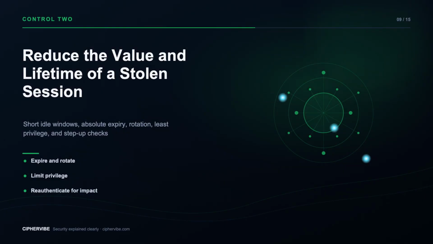Treat sessions as powerful credentials. Use idle and absolute timeouts appropriate to risk, rotate tokens after sensitive transitions, and avoid giving one session unnecessary scope. Require fresh authentication for password changes, payment destinations, access grants, exports, and other high-impact actions. A stolen general session should not become permanent authority over the account.